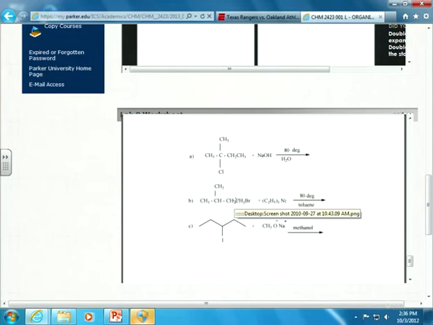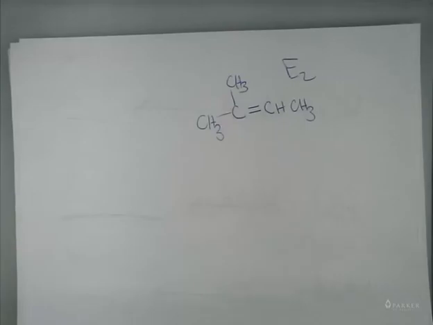So what is this? E2. This is a primary, so there's really only one place to put the double bond, which is between those 2 carbons. So it looks like, does it matter what?